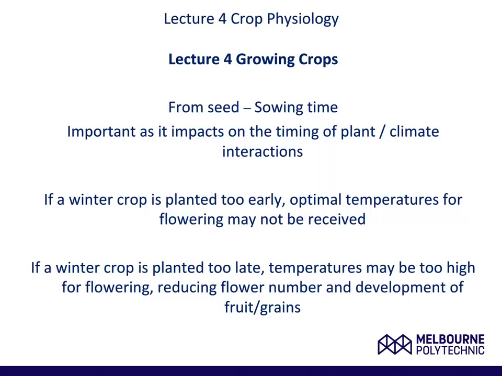Another take on this is if a winter crop is planted too early, optimal temperatures for flowering may not be received. Therefore, your crop could be reduced. If a winter crop such as wheat is planted too late in Australia, the temperatures may be too high for flowering and thus reduce flower number and the development of fruit or grains.